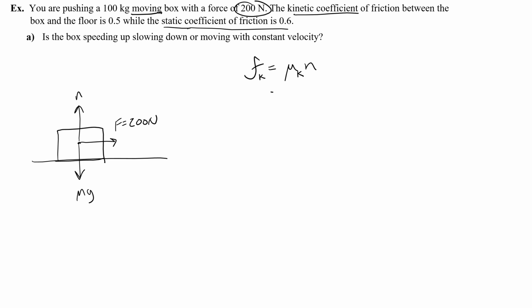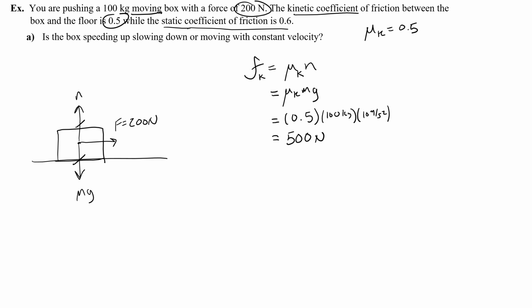So to figure out the kinetic friction, I remember that the weight is equal to the normal force in this problem because the object is not accelerating up or down. And now I can take that 0.5, that's the kinetic coefficient of friction, and multiply that by the weight, or 100 kilograms mass times acceleration due to gravity. So the weight is 1,000 newtons, which means my kinetic friction is 500 newtons. So that tells me that the kinetic friction is actually bigger than my applied force of 200 newtons.